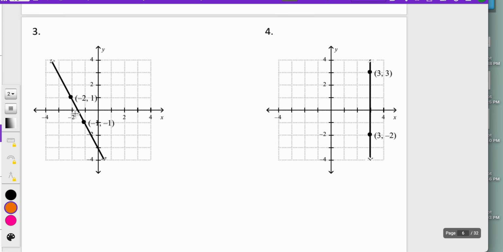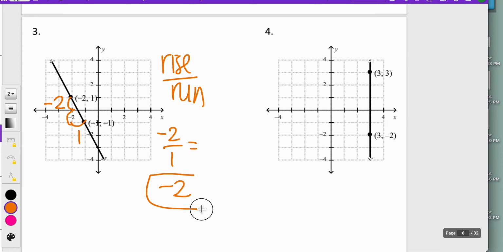Up next, for number 3, again, rise over run. So I'm going to go down 2 this time. That'd be a negative rise, and then run 1. Since I get a negative 2 over 1, I'm just going to reduce that to negative 2.